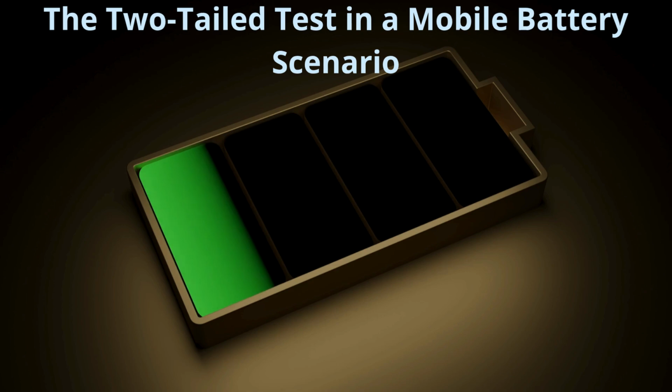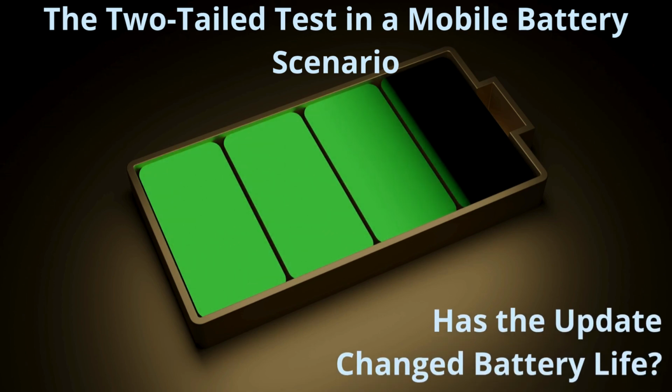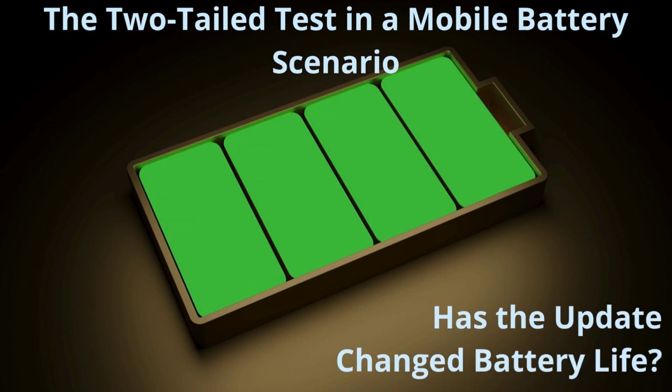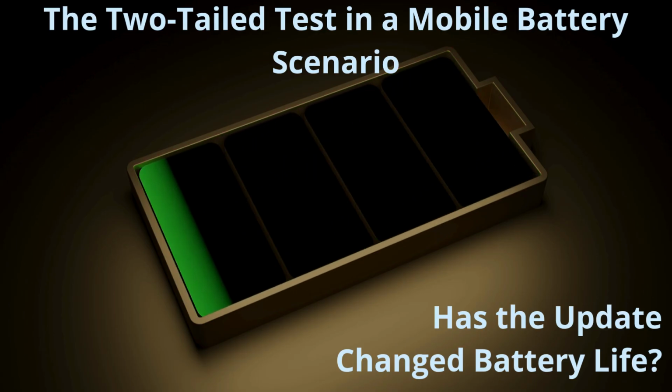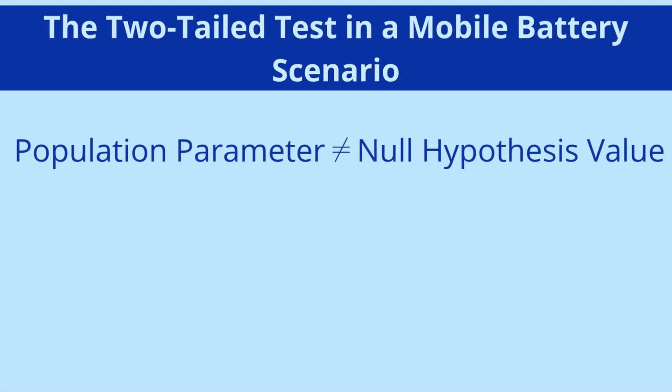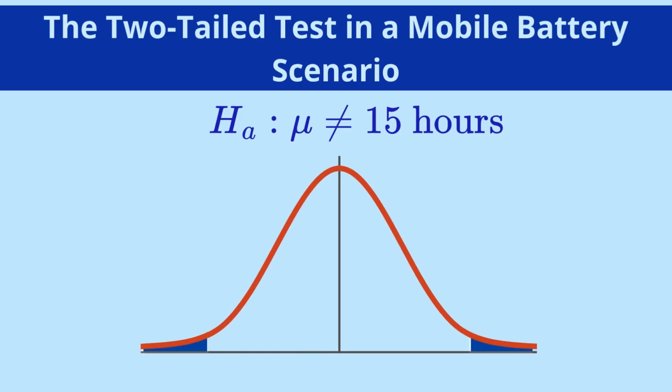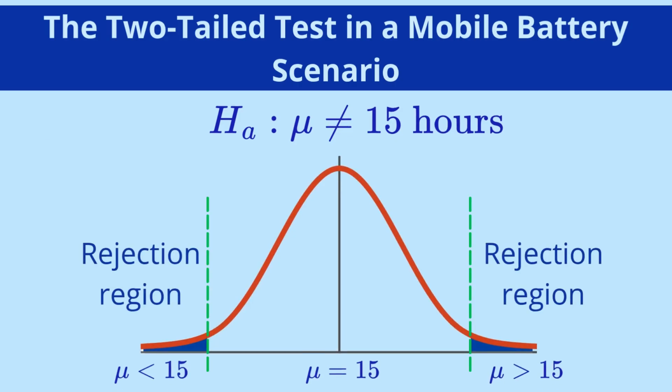Suppose a mobile company wants to know if a recent operating system update has changed the average daily battery life of its smartphones, which was previously 15 hours. Because the company is interested in a change in either direction, the alternative hypothesis uses the not equal to sign. This results in a two-tailed test where the rejection area is split between both tails, and the null hypothesis is rejected if the test statistic falls into either of these regions.